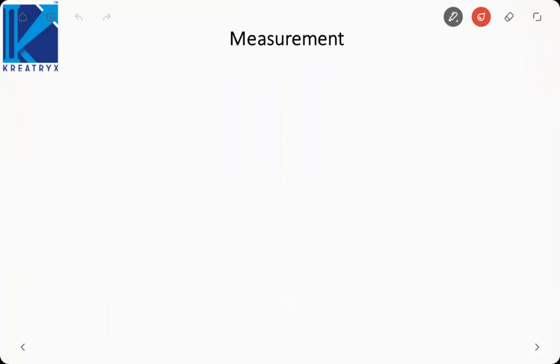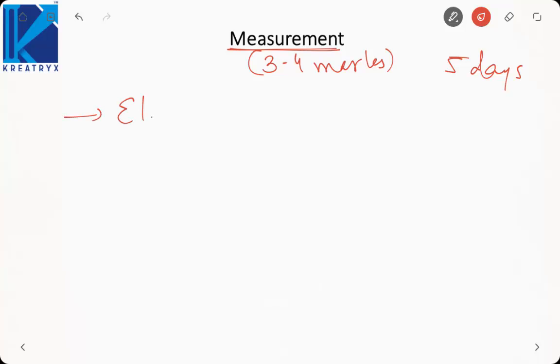The next subject is measurement. Measurement, though it is a small subject, has 3 to 4 marks weightage in the GATE examination. Since it is a small subject, you can complete it in 5 days. Here the most important topic is electromechanical instruments. And I am considering your wattmeter, ammeter, voltmeter, everything inside these electromechanical instruments.